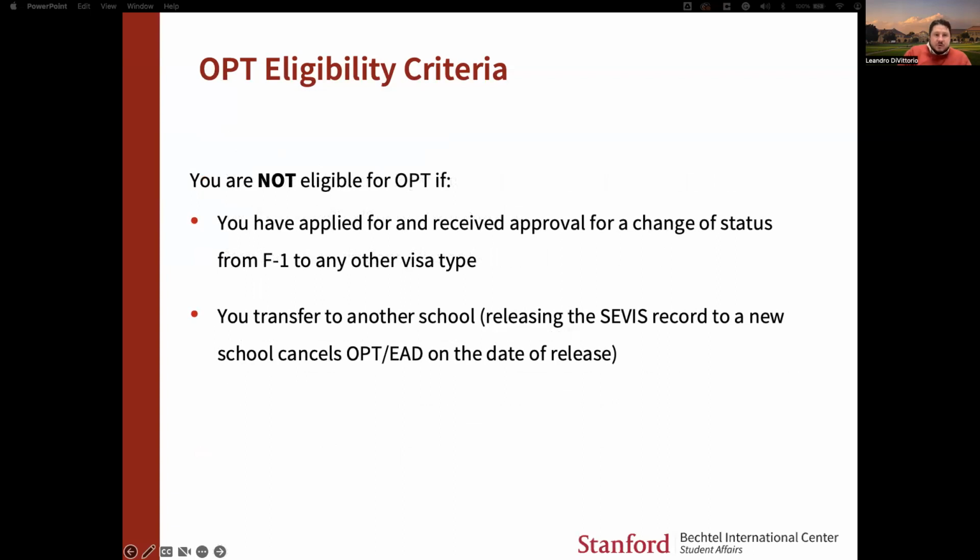You are not eligible for OPT if you have applied for and received approval for a change of status from F1 to any other type of visa. If you get another type of visa in the meantime, while you are a student or after finishing your program, you are no longer eligible for OPT. OPT is only while you are on F1 status. If you transfer to another school, we release your service record to another school, and at the moment we transfer your record to another school, your OPT ends. So you have to be careful about that.